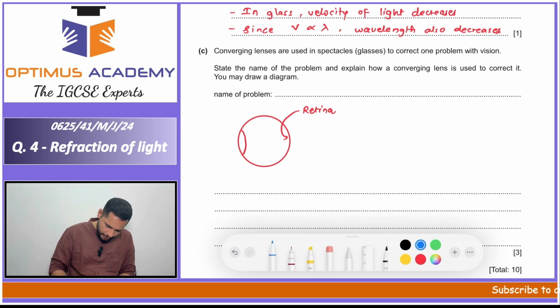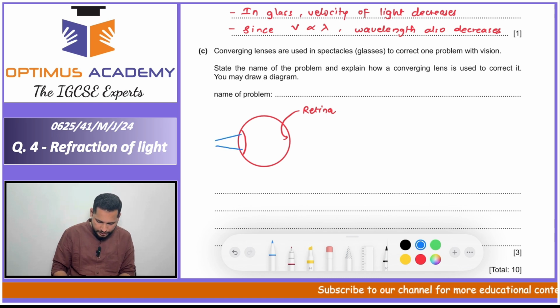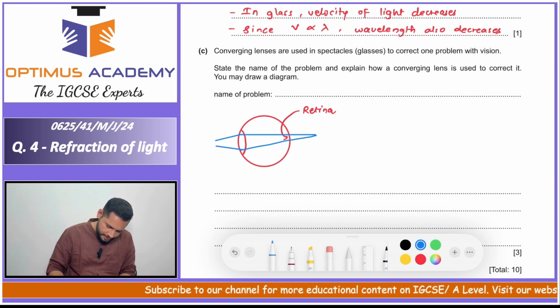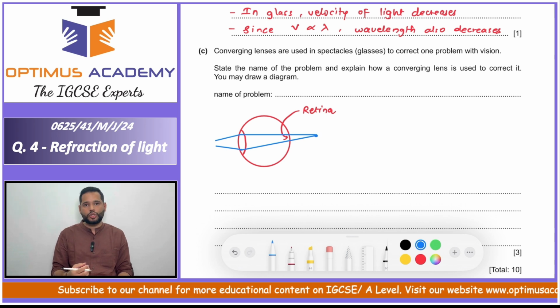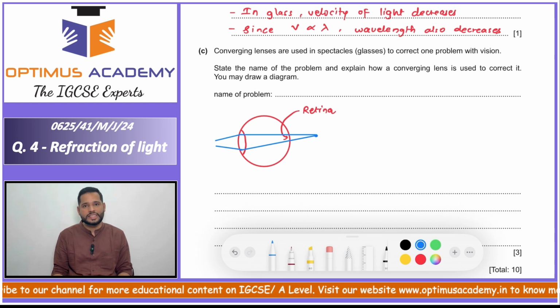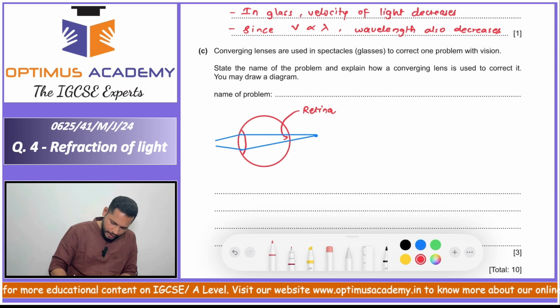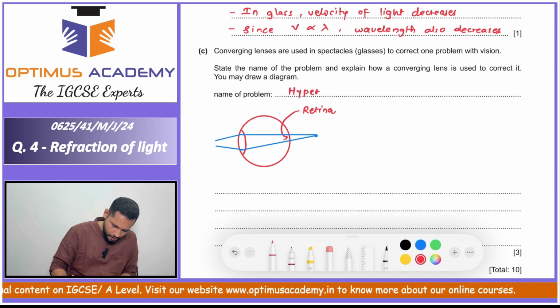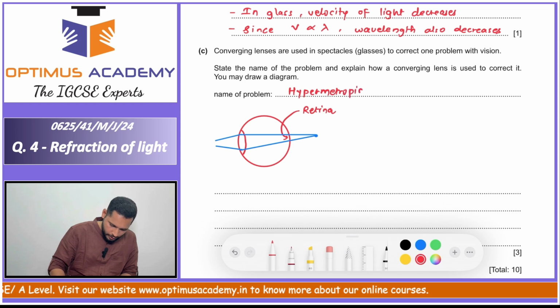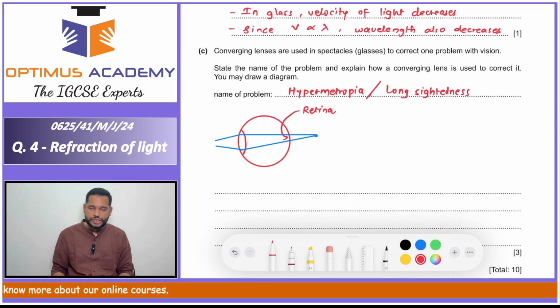But in this issue, what happens is the rays coming from nearby objects meet each other, but they meet outside the retina. Now, since they meet outside the retina, the image is not clear or the object is not clearly visible to the person. We call this problem hypermetropia. We can also call it long-sightedness, wherein the person is able to see the objects which are far from the eye, but the person is not able to see the objects which are near to his eye.